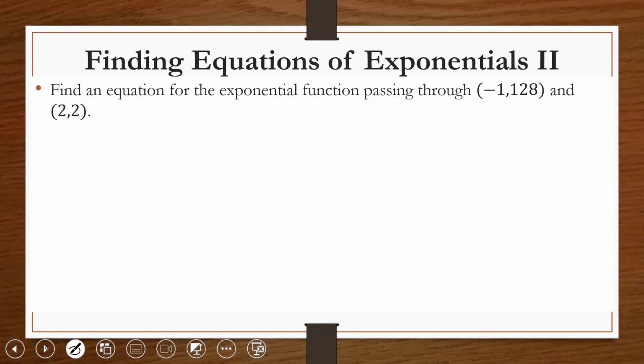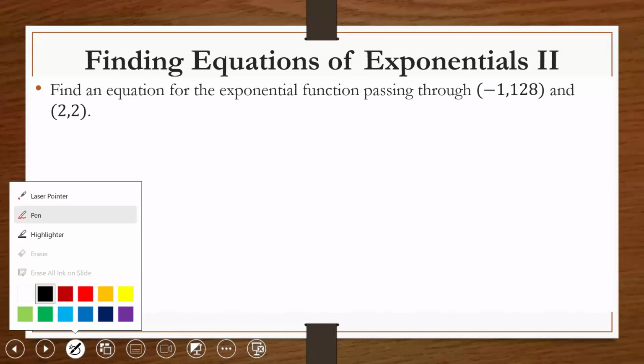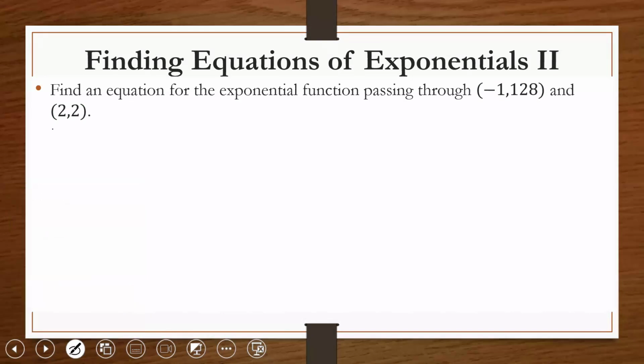Okay, let's look at an additional example. So here we're asked to do the same thing, to again find the equation of the exponential passing through 2 points. And since we're given 2 points, we will once again make use of that formula f of x equals A times B to the x.